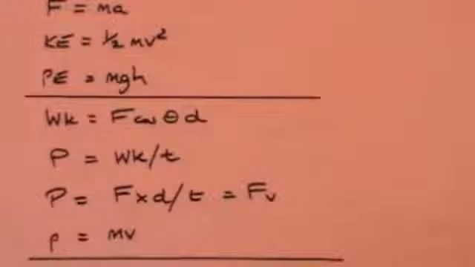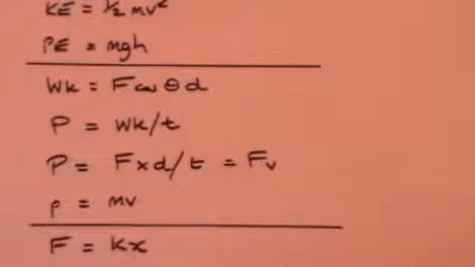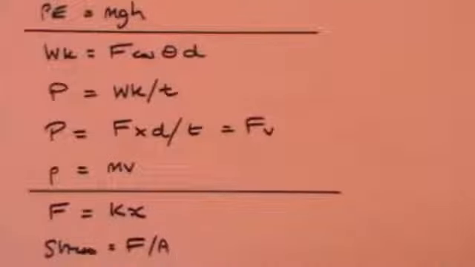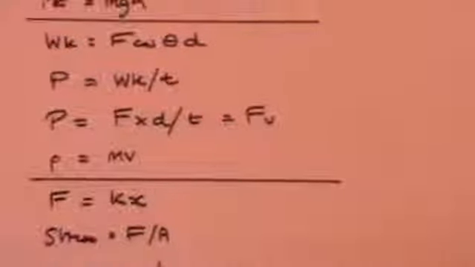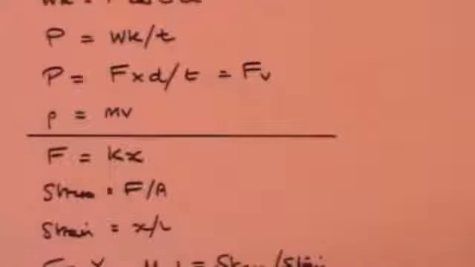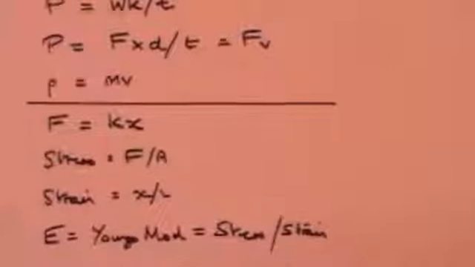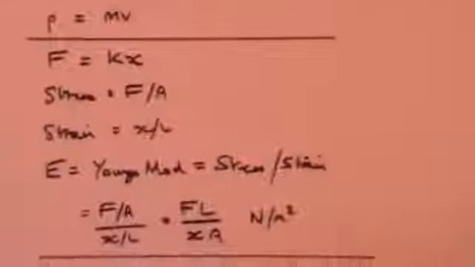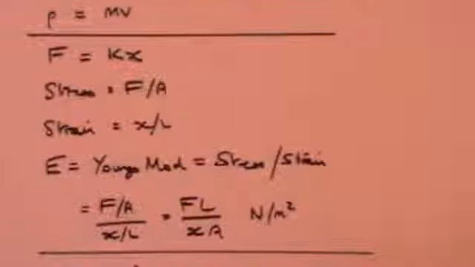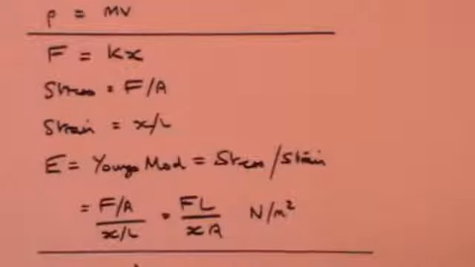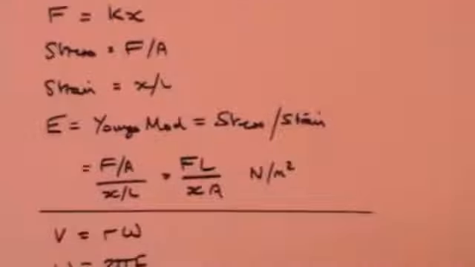Momentum is mass times velocity. Now we come to springs and stretching. Force is the spring constant or the stiffness constant times the displacement. Stress is force over area. Strain is extension over original length. Young's modulus is stress over strain. So that's going to be force over area divided by extension over length, which is force times length over extension times area, and that's measured in newtons per metre squared.